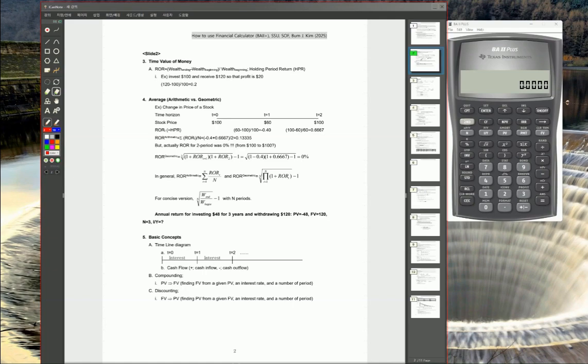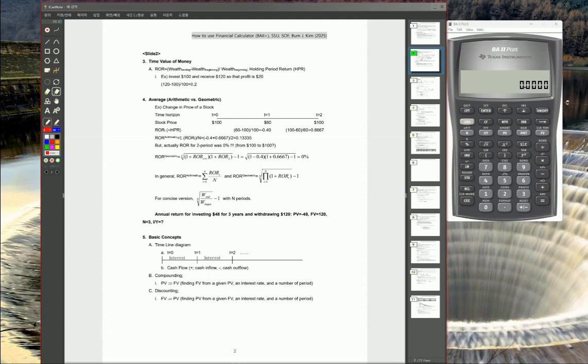First, we need to discuss the rate of return and the two types of averages. And then before we wrap up, we are going to discuss a basic concept to understand all the details of time value of money calculation. Here we're discussing the timeline diagram and then the definition of compounding as well as discounting. Let's start with the rate of return.